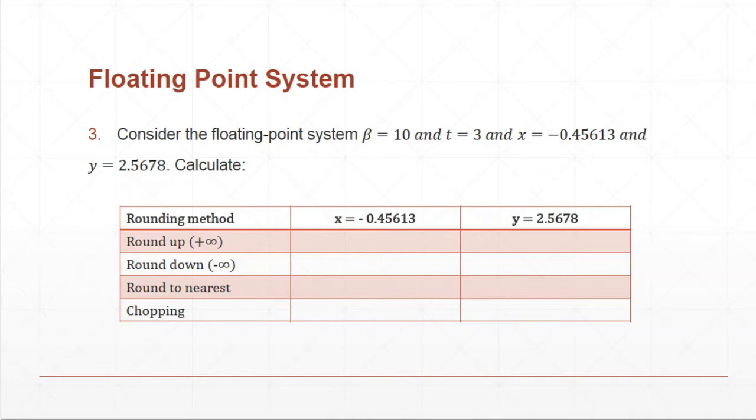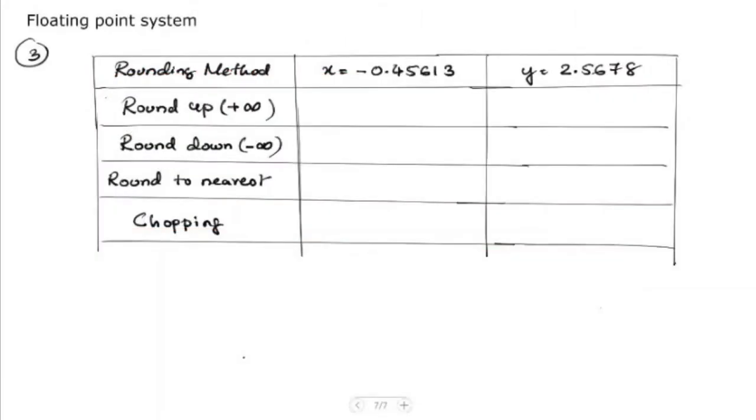round to nearest, so that's rounding to the nearest even number, or rounding to the nearest positive infinity or rounding to the nearest negative infinity, depending on the numbers. And then we have chopping, that is cutting down the numbers at a certain Mantissa length. So here we have our Mantissa length as 3, and let's start working on it.